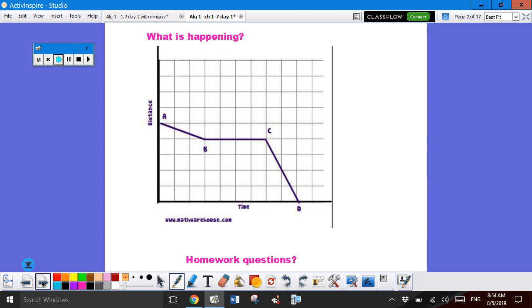Okay, so based on what we talked about yesterday, we know that home should be distance 0. So this is definitely home. We know that a flat part means we stopped.